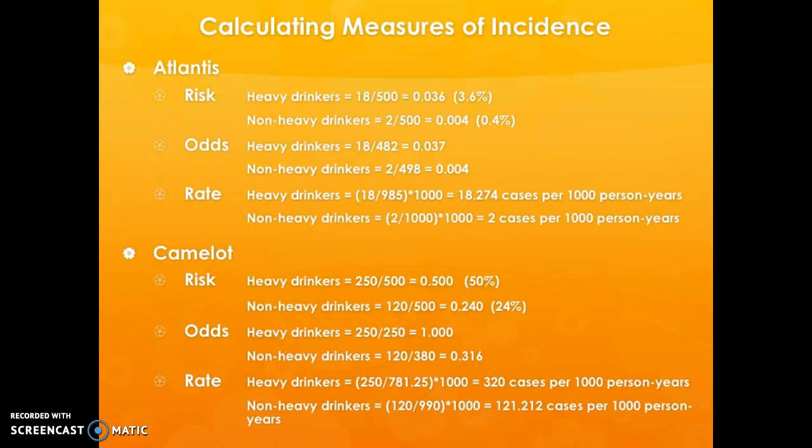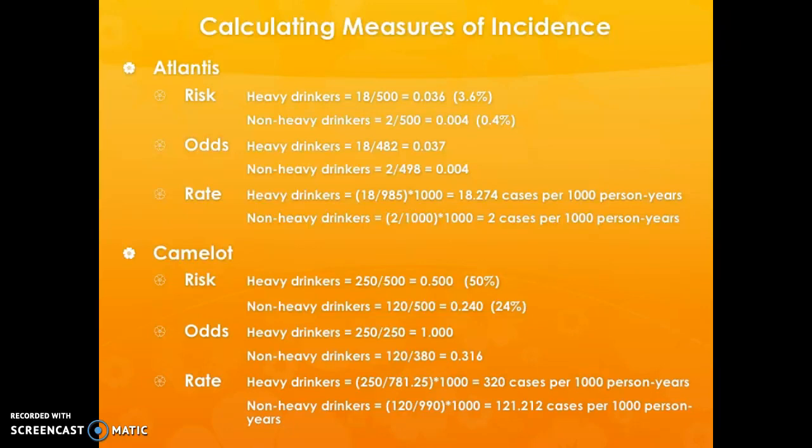So calculating the measures of incidence in Atlantis, for risk you take the 18, which is the total number of people who developed stomach cancer, divided by the 500, which is the total population of heavy drinkers, and you get 0.036 or 3.6%. And then non-heavy drinkers is 2 out of a total of 500, which is 0.004 or 0.4%. So the risk of stomach cancer among heavy drinkers is 0.036, and the risk among non-heavy drinkers is 0.004.